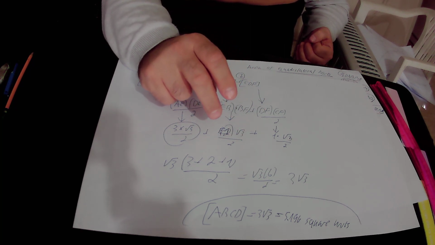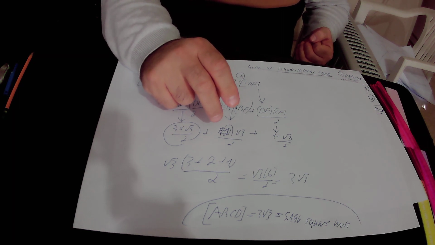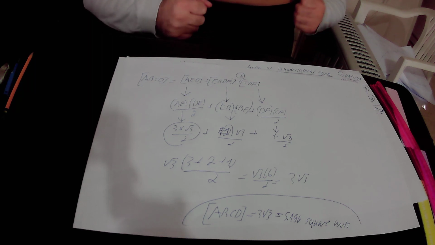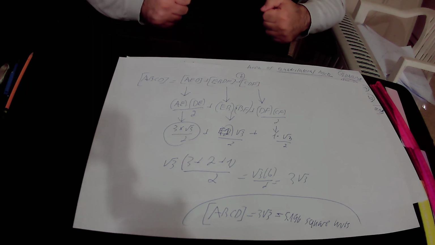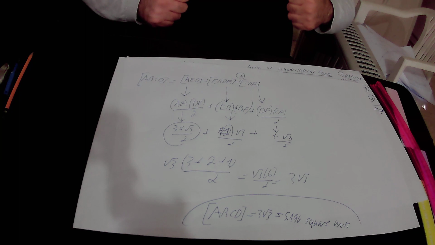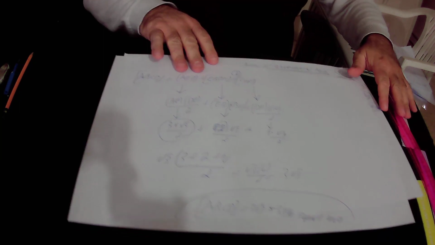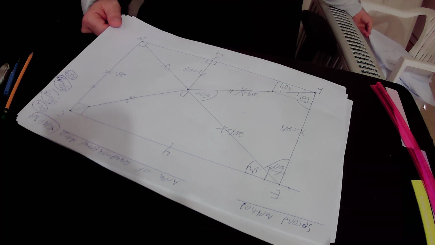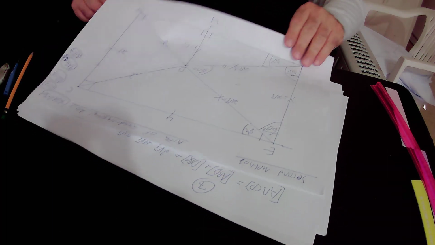So in conclusion, we found out that the area of quadrilateral ABCD, according to the first method, equals either 3 times square root of 3 square units, or in terms of numbers, it equals 5.196 square units. We finished with the first method. Then I presented to you how to find the area of quadrilateral ABCD according to the second method. In the second method, we did another construction.